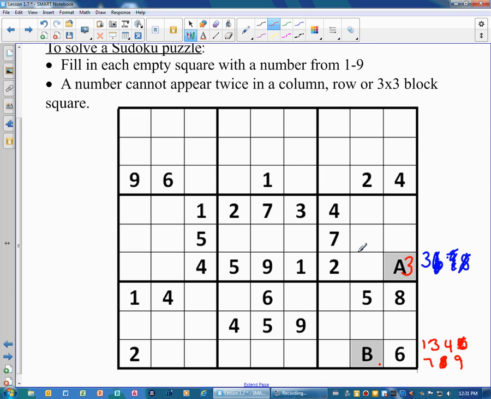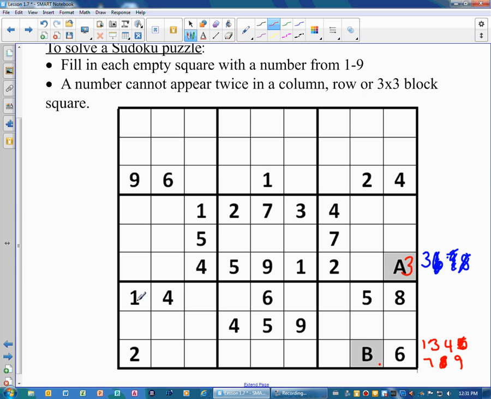So based on what I've done so far, I'm kind of stuck. But what I could do is, if I can't do this square right now, I can do some other things. I could see what possibilities are in other squares, and hopefully eventually I will deduce that it can't be any of these except for 1. So let's see what else is possible.